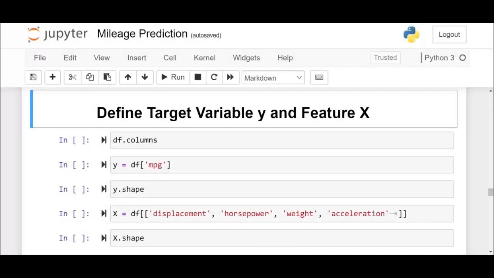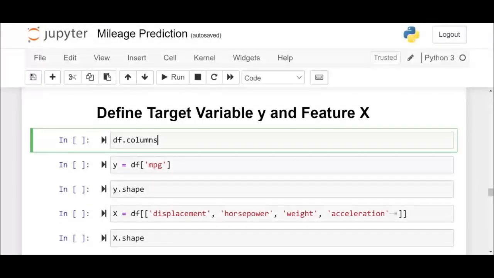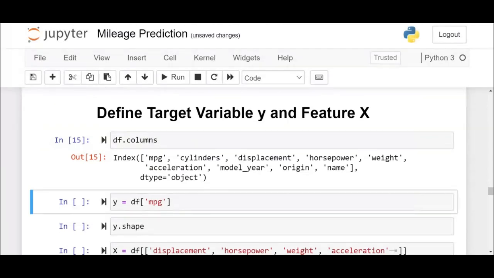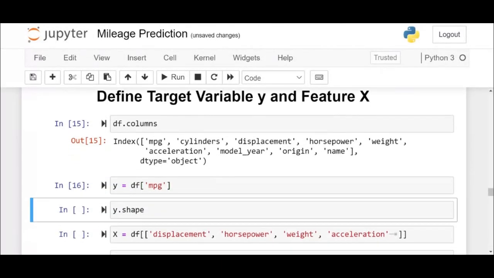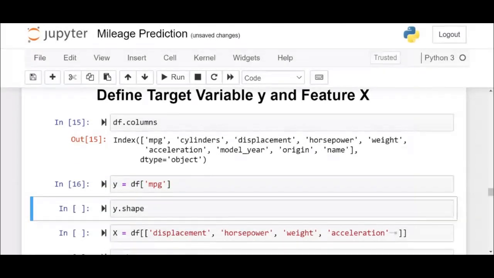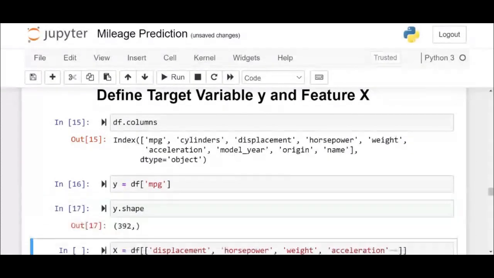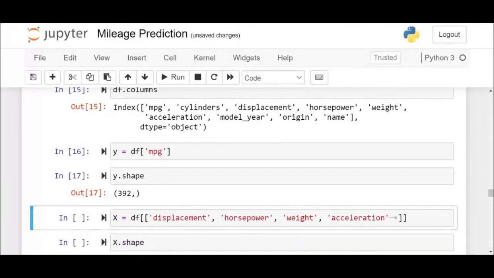It is supervised learning. So let's see the names, or labels, of the columns using the function df.columns. Then we pick the mileage and define it as y. So we assign y as our mileage. Then we'll see the shape. It has 392 observations in our y, right? So 392 observations are there.